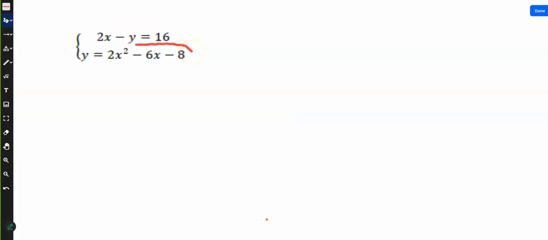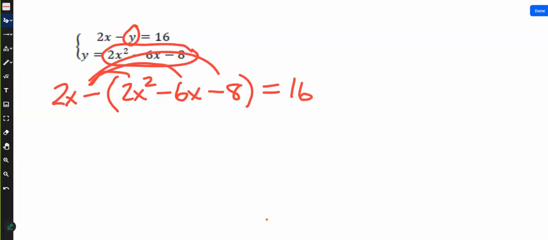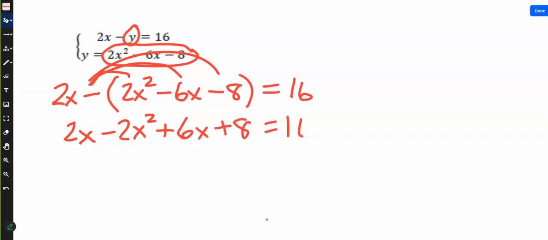Okay, so it looks like they want me to take this and plug it in for that. So 2x minus 2x squared minus 6x minus 8 equals 16. Looks like I'm going to have to distribute a negative 1. 2x minus 2x squared plus 6x plus 8 equals 16.